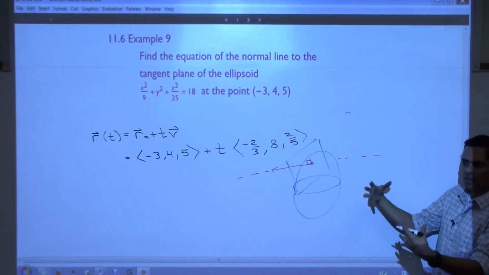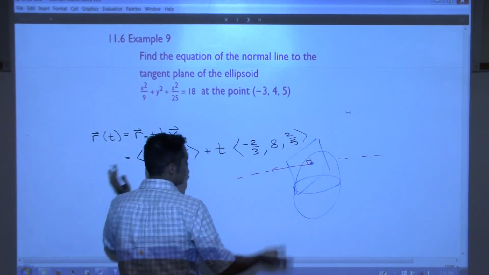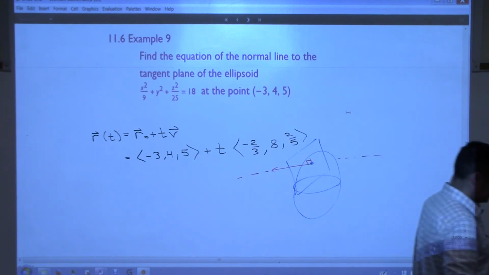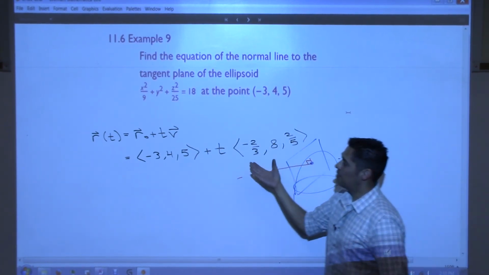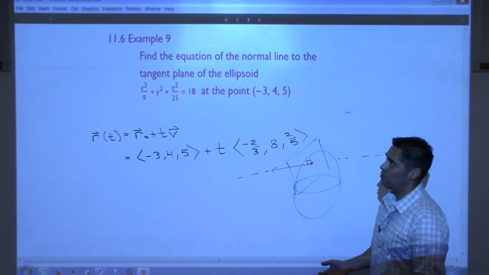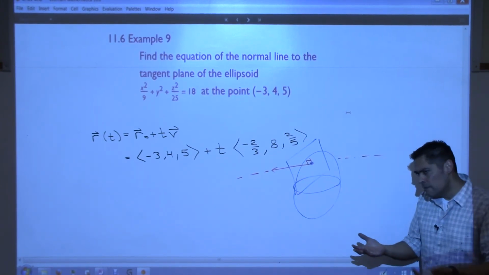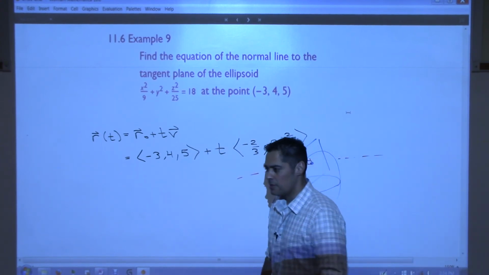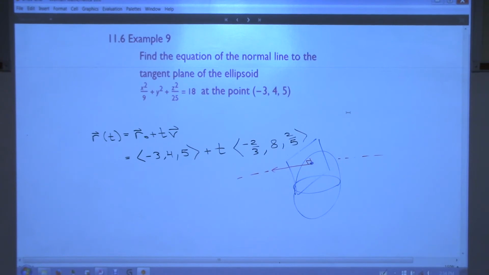And then you could put those together, right? Put these two vectors together. I won't do it. We've done that before. You could then say, okay, this is the vector equation. You could be asked to write it as the parametric equations. You could be asked to write it as the symmetric equations. I believe that's the end.